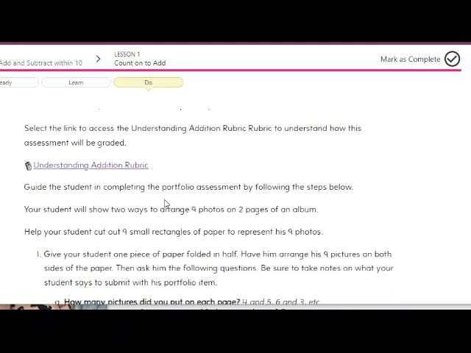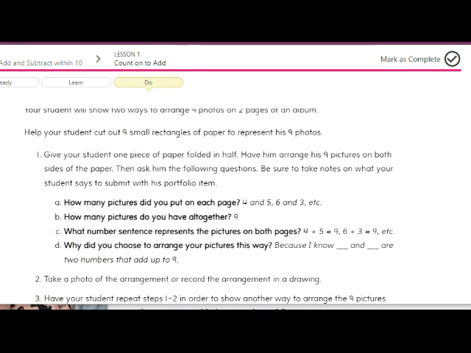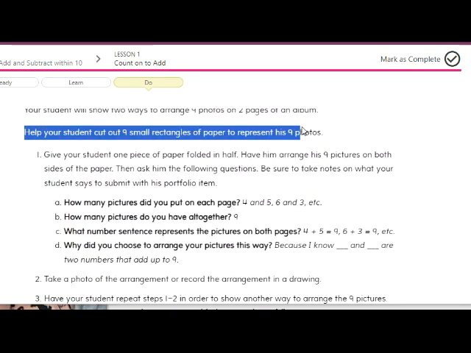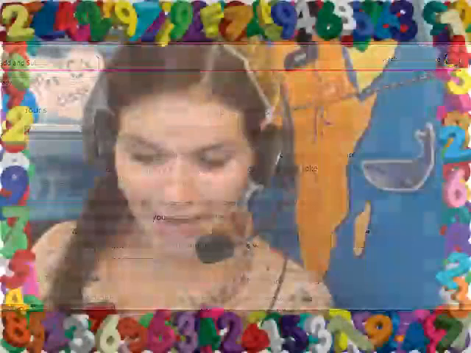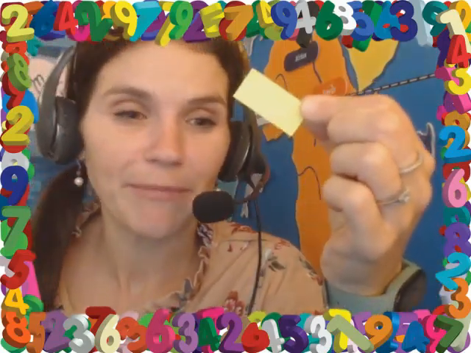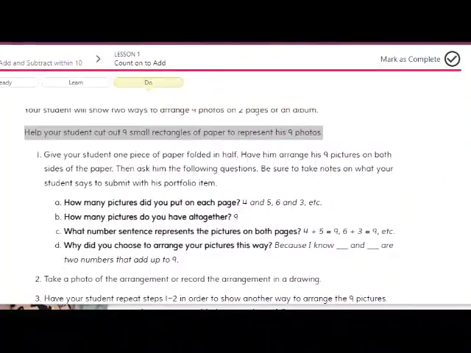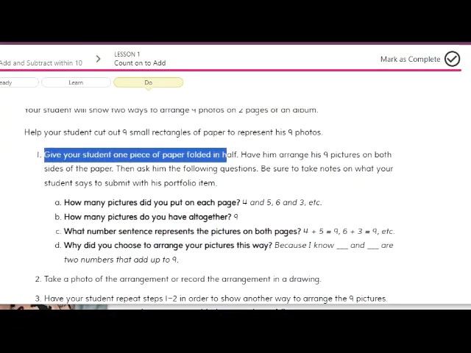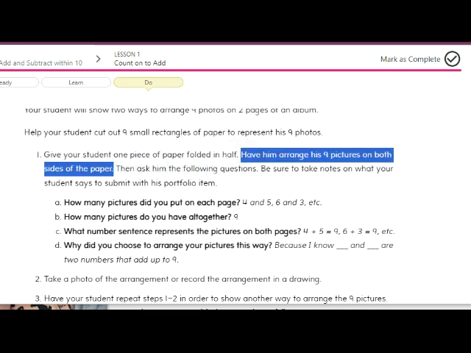Now for this activity, you're not really going to need 9 photos. Instead, you're going to cut out 9 small rectangles of paper. So I used a Post-it and I just cut out 9 itty bitty little rectangles like this. You'll need 9 pieces of paper. With those 9 pieces of paper, you're going to take a large sheet of paper and fold it in half and then arrange those rectangles on both sides of the paper.